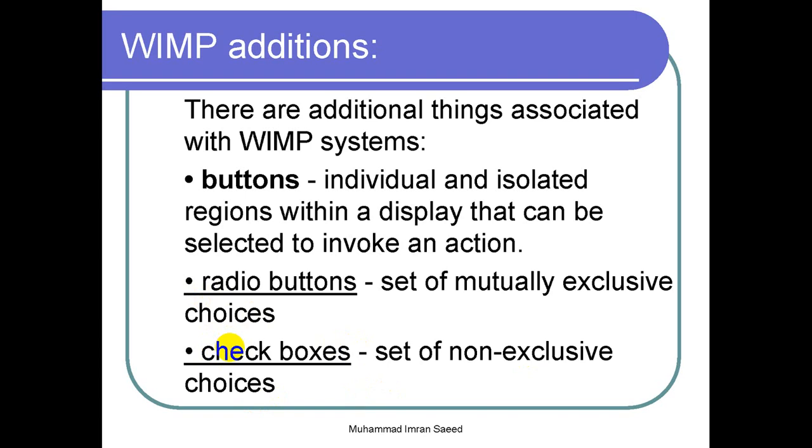If I have an option, hobby, and there are 8, 9, 10 hobbies, and check boxes are along with them, then I can check traveling, check writing, check reading. So I can select more than one option. For this we have the check boxes.